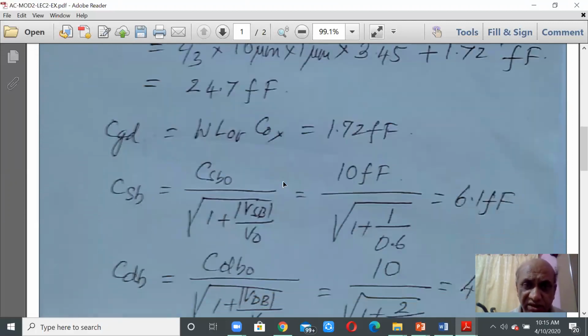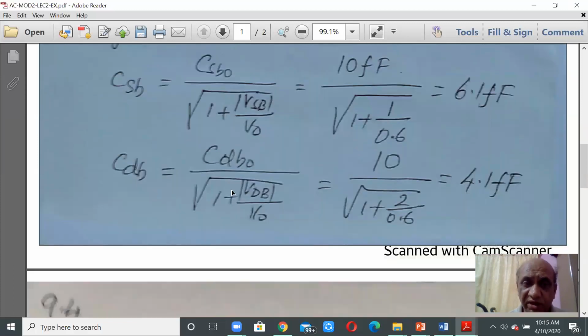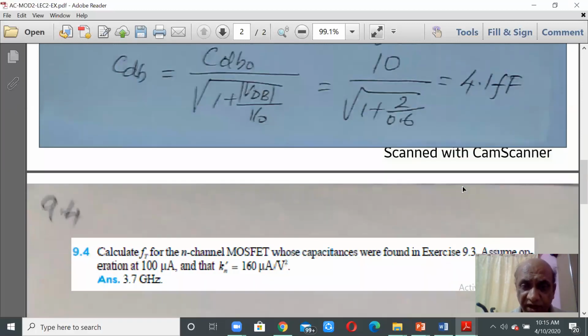Csb: the formula is Csb0, and you can put 10 femtofarad divided by the root of 1 plus VSB over V0, where VSB is 1 and V0 is 0.6. If you calculate, first divide this, then add to 1, take the root, and then divide 10 by whatever value you got, you will get 6.1 femtofarad. Similarly, Cdb can be found, where only the VDB is different, and that is 2. Therefore, this will become 4.1 femtofarad.